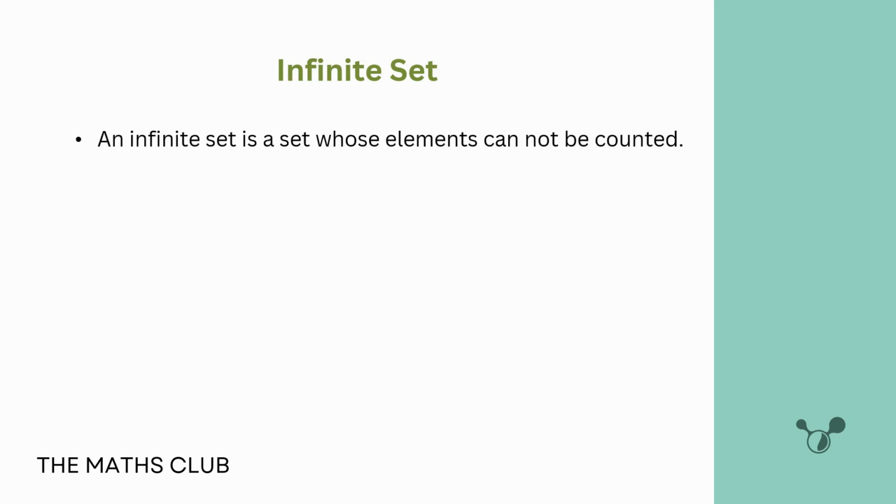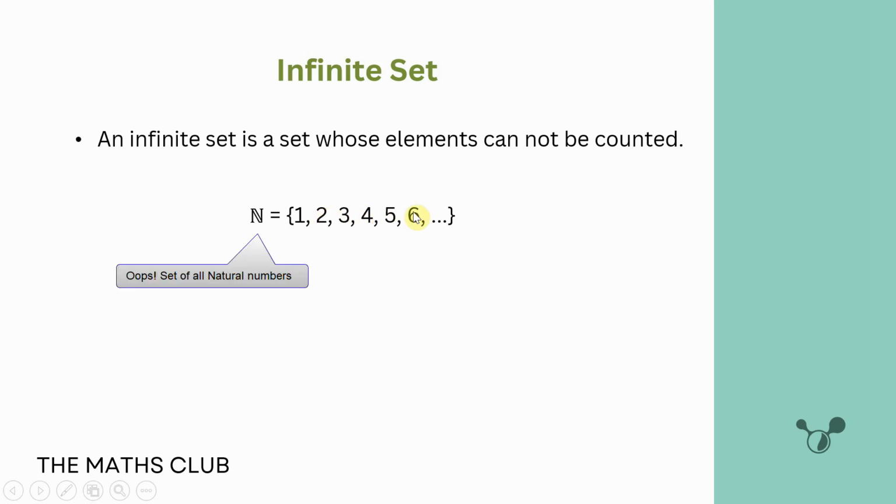An infinite set is one whose elements cannot be counted, right? So if you look at it, this N is like the set of all the real numbers, right? I mean, 1, 2, 3, 4, 5, 6, 7, 8, 9, 10, 11, 1 billion, 1 quintillion. It goes on and on like that.